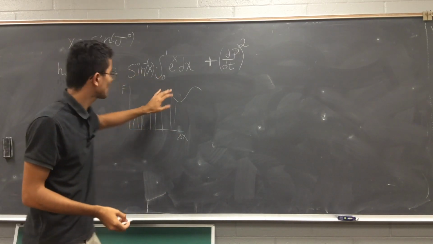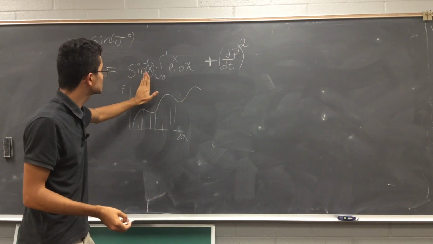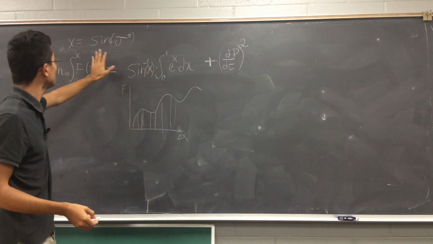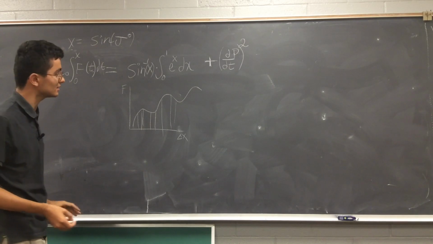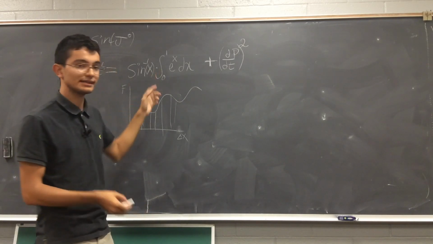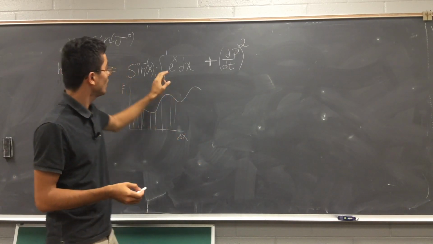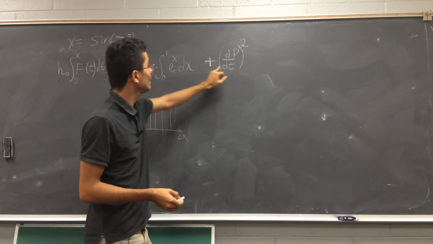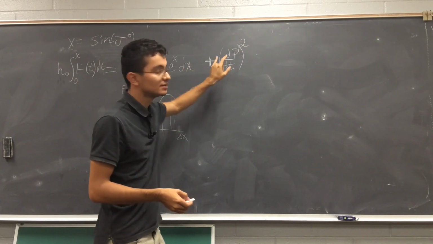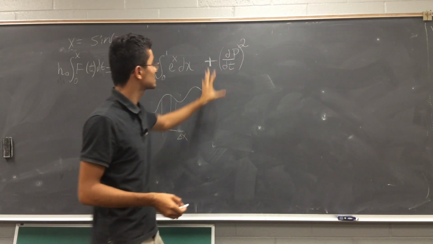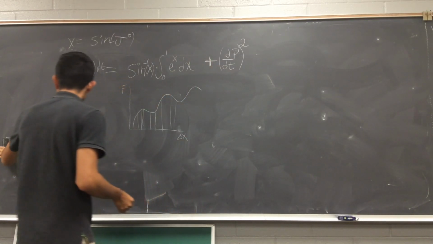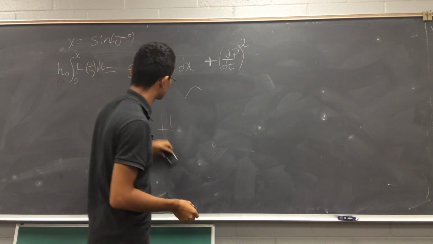And right over here we have equal to sine inverse of x. And we're told that x is sine of j degrees. And that's multiplied by the integral from 0 to 1 of e^x dx. And we're going to add the derivative of momentum, the first time derivative of momentum squared. So we're going to see how this is going to turn out.